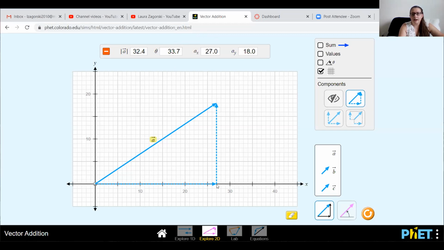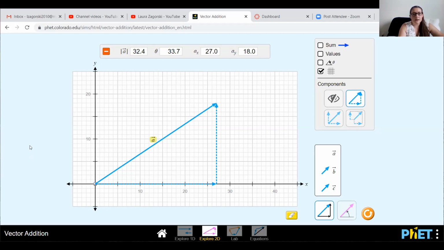this is called our x component because it tells us how far over in the x direction this vector actually goes, right? So if we look at this vector, it ends up at an x coordinate of 27. So our x component of this vector is 27. That's the x coordinate of the tip.